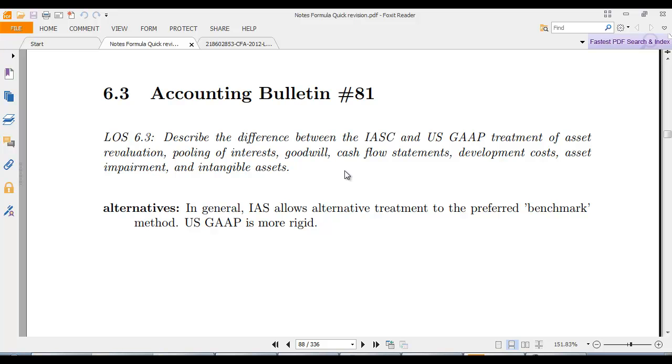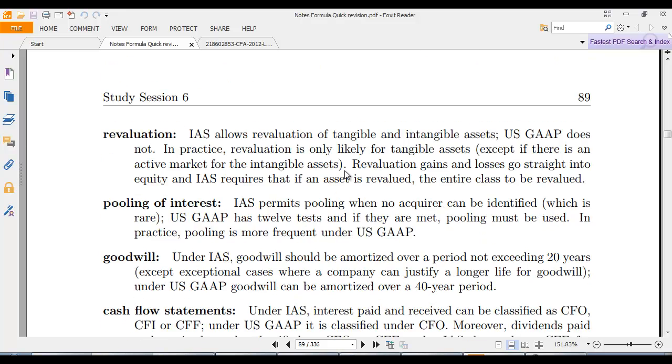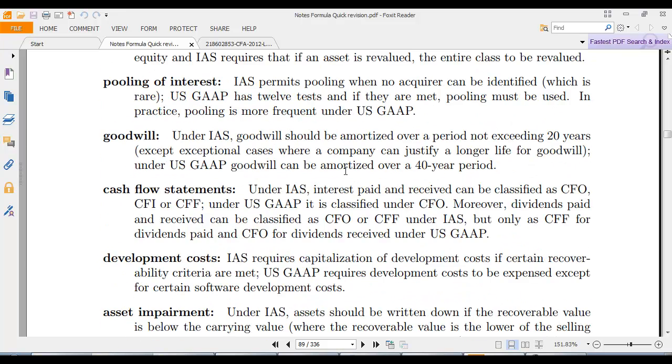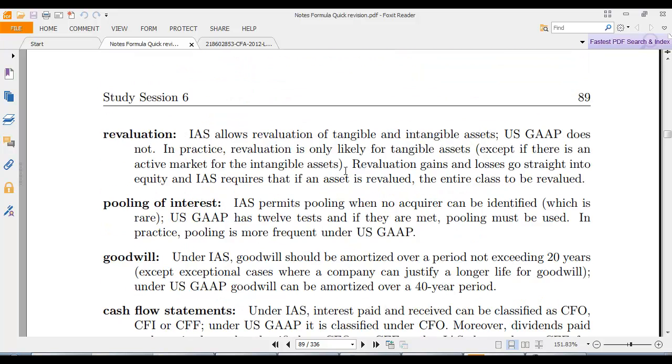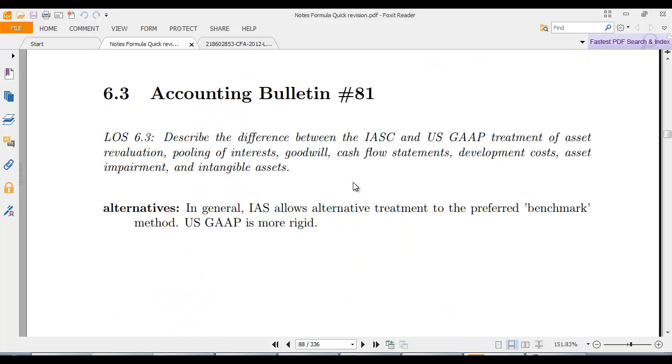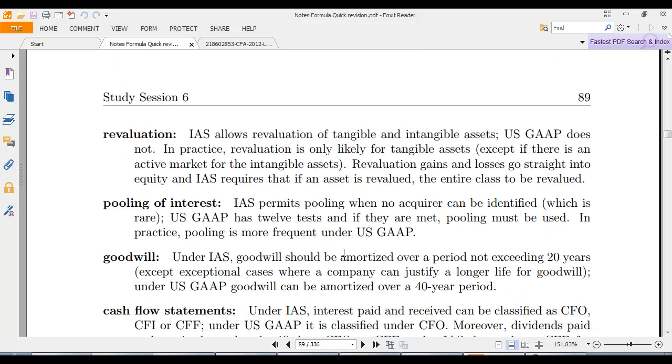Describe the difference between IASC and US GAAP treatment of asset revaluation, pooling of interest, and goodwill. So these are actually the differences between US GAAP and IFRS. Let's look at the ones that are tougher to remember.